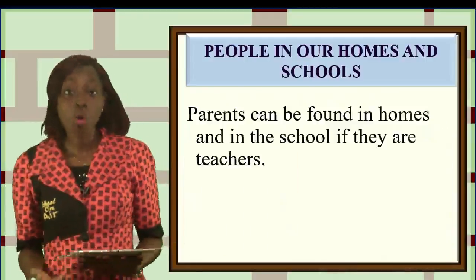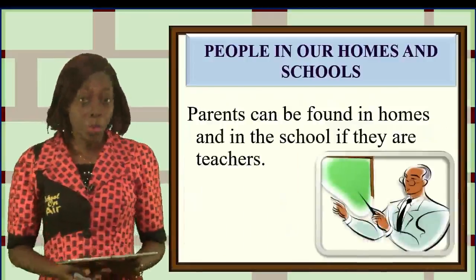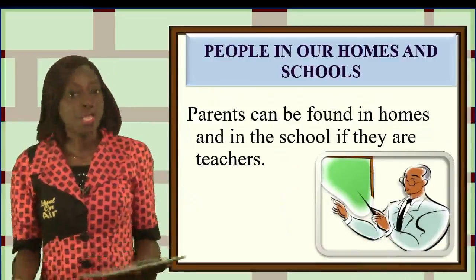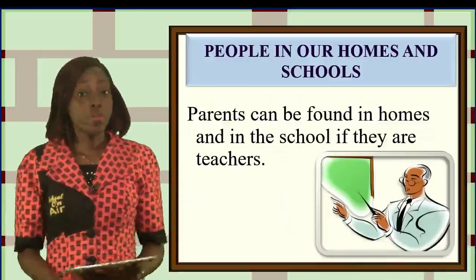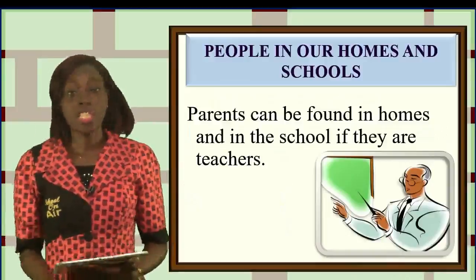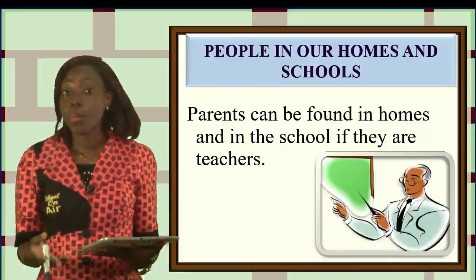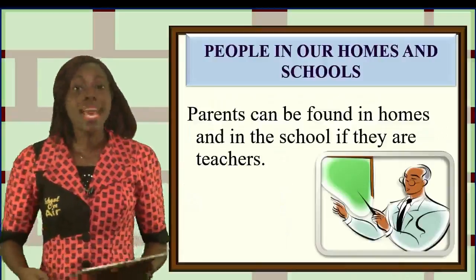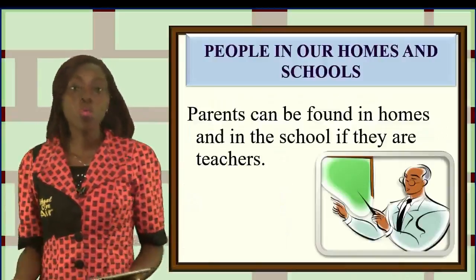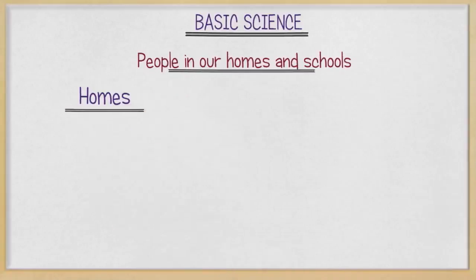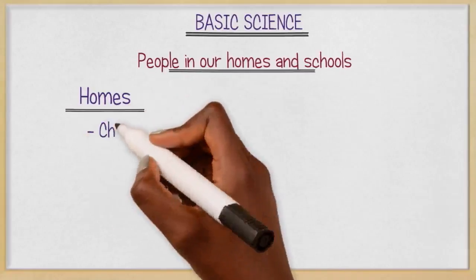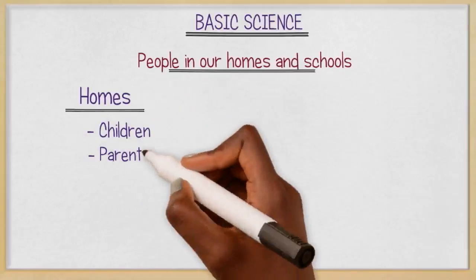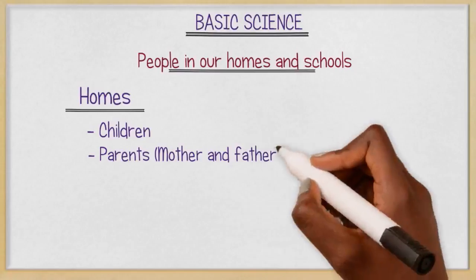Parents can be found in homes, like you live with your mom and your dad at home. So you have your parents with you at home. And parents can also be found in school if they are teachers. For example, your mom or your dad might be a teacher. So they are parents and they are also teachers. Now let's write that down. For homes, we have children and they can be found at home, and also parents can be found at home.